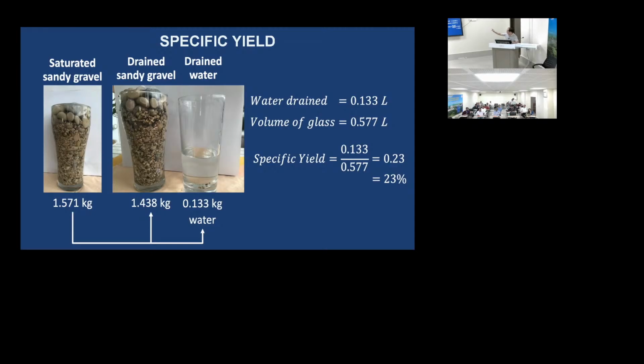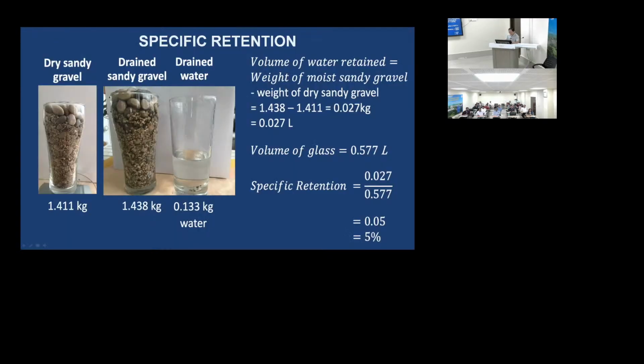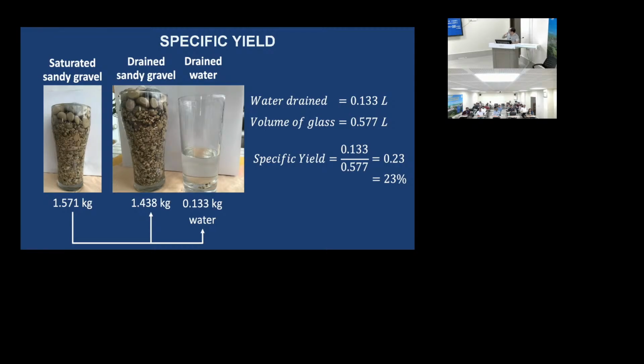So specific yield means, in a saturated sandy gravel, say if we put that one like earlier, and then drain that sandy gravel, and then the drained water, how much water has been drained, then the specific yield means the water drained is this much and the volume of glass is there. So if we divide the water drained by the volume of glass, we can get the specific yield.